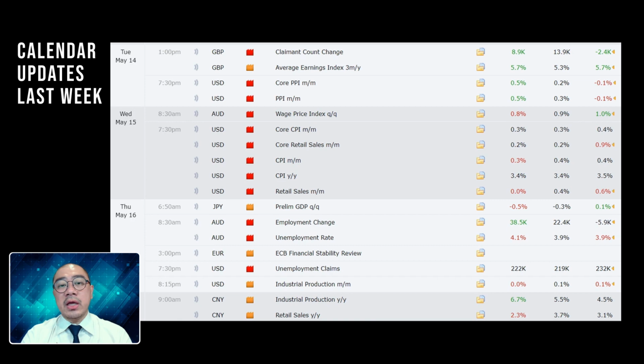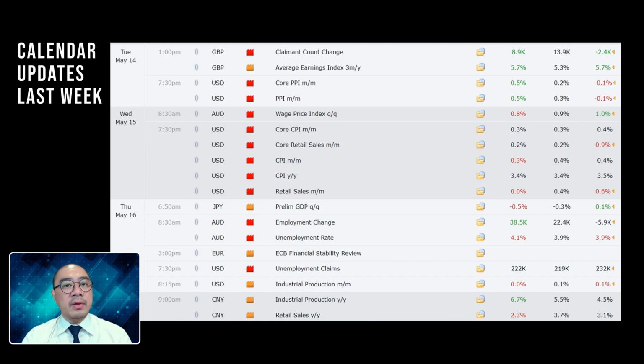Now, if we take a look at the employment numbers coming up from the UK, UK unemployment does pick up a little bit. Claim count change is still good. It is below the consensus, but overall we saw a little bit of a gain as well. So minus 2.4 thousand to 8.9 thousand, still a little bit of an increase there. Australian unemployment rate picked up from 3.9 to 4.1%.